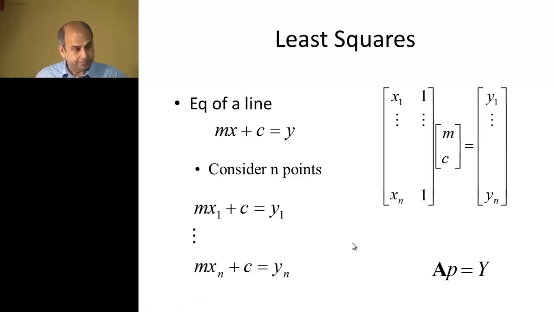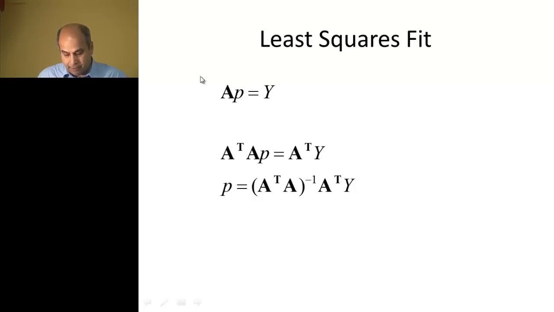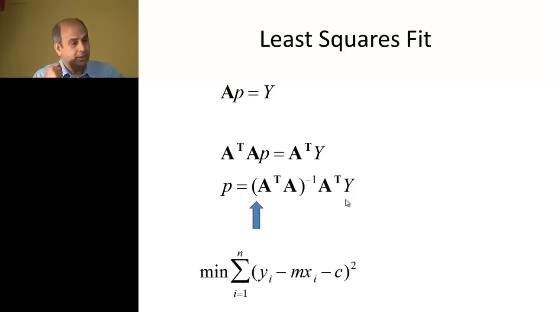This becomes the big matrix A, this vector P and Y. Now we cannot invert A directly, so we multiply by the transpose, and then A transpose A we can invert because it's a square matrix. This whole thing is called the pseudo inverse. We talked about that, and this is the way we get the equation of the line, which means we get these two unknowns, the slope and intercept.